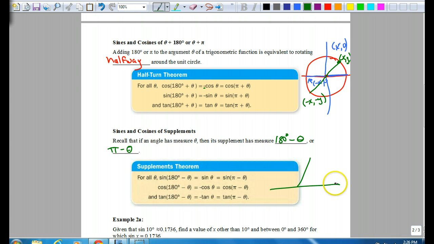Because if I were in a circle, say this is theta, this is going to be what? 180 minus theta. So it's the same as the angle. And then if you're using pi, it would be pi minus theta.